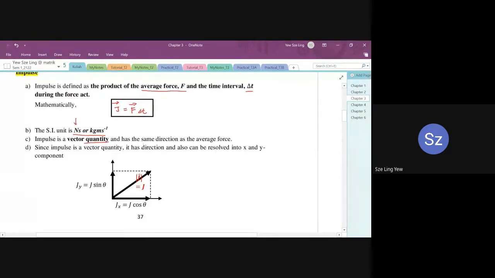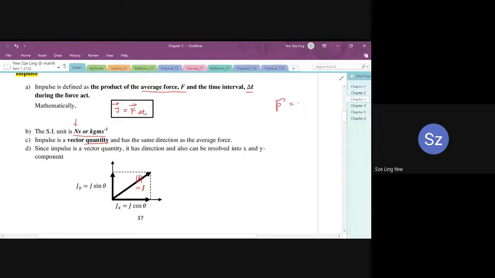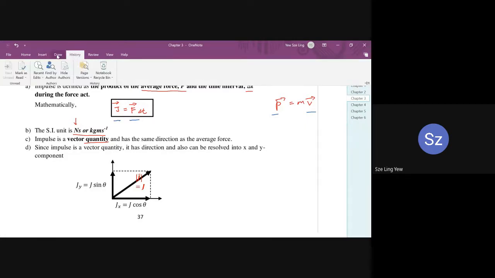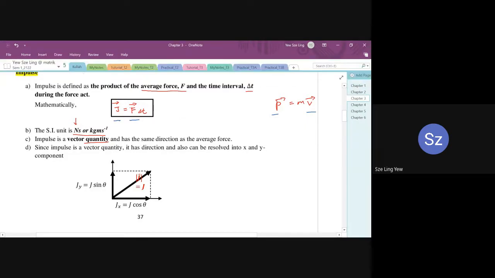And what is the direction of impulse then? Just now we have p equals mv, and the vector p depends on the direction of vector v. Now you have J equals F delta t. Therefore, we can say J depends on the direction of the vector F. So the direction of impulse is the same as the direction of the average force. You look at the direction of force, then that would be the direction of impulse.